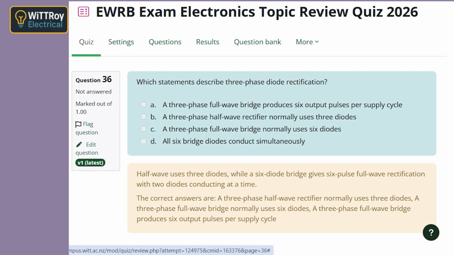The answer is a 3-phase half-wave rectifier normally uses 3 diodes. A 3-phase full-wave bridge normally uses 6 diodes, and a 3-phase full-wave bridge produces 6 output pulses per supply cycle. Good, you've got the important point now. Half-wave uses 3 diodes, while a 6-diode bridge gives 6-pulse full-wave rectification with 2 diodes conducting at a time. I think I could talk someone through that current path now.